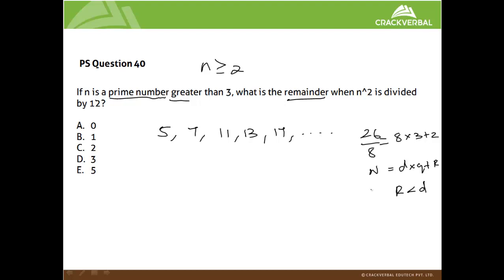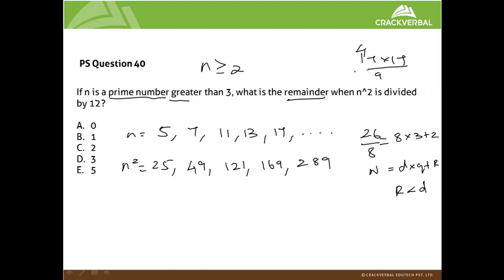Now the question is, when n square is divided by 12, what is the remainder? Let's square the first few elements. So n square would be 25, 49, 11 square is 121, 13 square is 169, and 17 square is 289. If anybody has difficulty finding 17 into 17, just do it if you have trouble: 7 sevens are 49, carry 4, 7 ones are 7 plus 4 gives 11, then the other 7 and a 1 gives 9, 8, 2, 289. That's it. Now just quickly divide these by 12 and check the remainder.